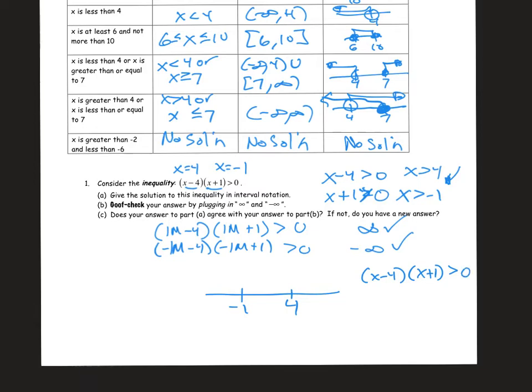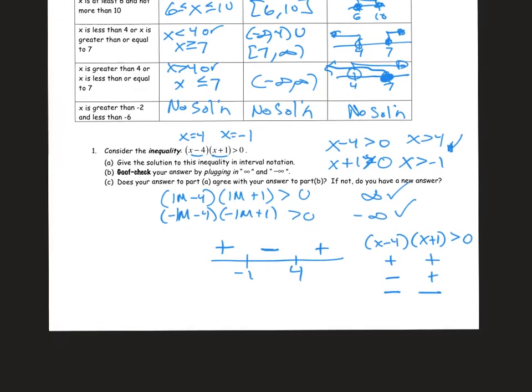If I put in a value greater than 4, say 5, for x, I'll get this being positive and this being positive, which will result in something positive. So greater than 4 is going to be positive. If I put in something between -1 and 4, 0 I think is the easiest, I'll get negative here, because 0 minus 4 is negative, and then I'll get positive here. And a negative times a positive is going to be a negative, so it's negative between -1 and 4. And let's put something to the left of -1, like -2. I'll get negative, negative, which is going to result in a positive.